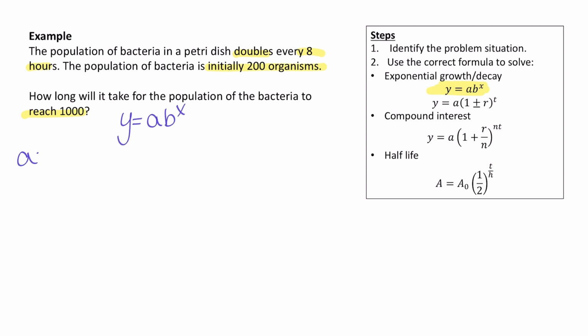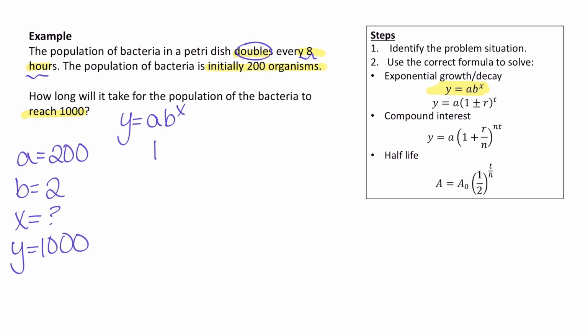So we have a, the initial value, which is 200 organisms. We have b, the growth rate, so it's doubling, so that growth rate is going to be 2. We'll talk about how this 8 hours factors in a little bit later in the problem. And then we have x, which is the amount of time, so we don't know that, so that's what we're trying to solve for. And it tells us that the population reaches 1,000, so that tells us that y equals 1,000. So if we plug into this formula, we have 1,000 equals 200 times 2 to the x.